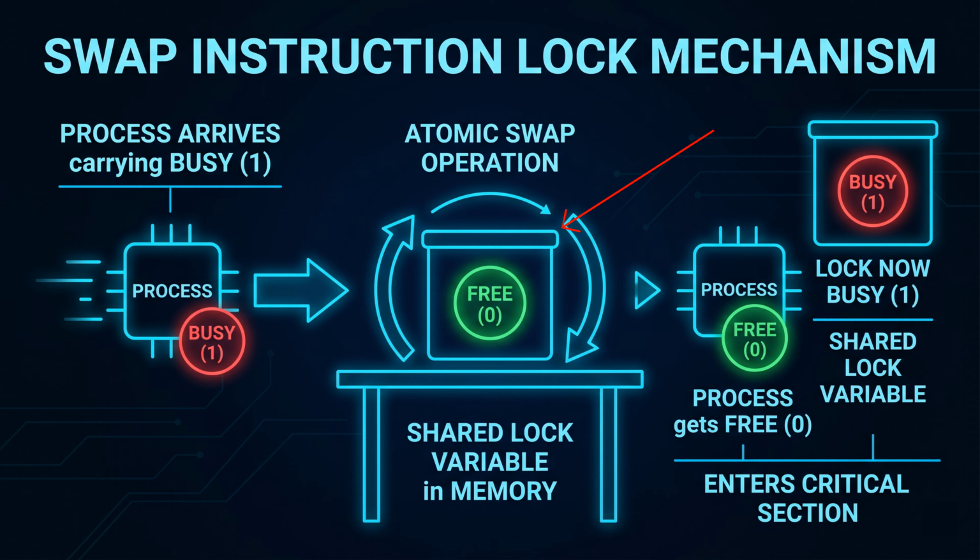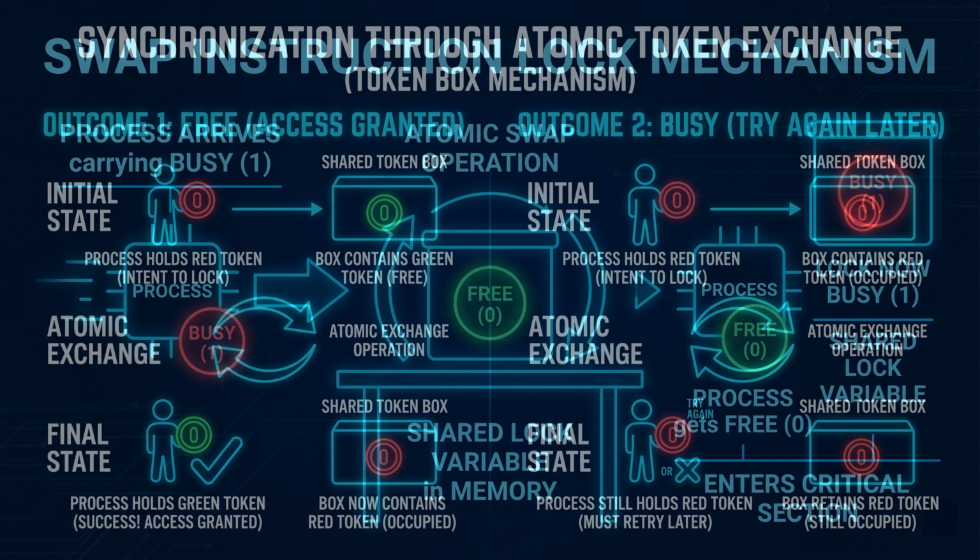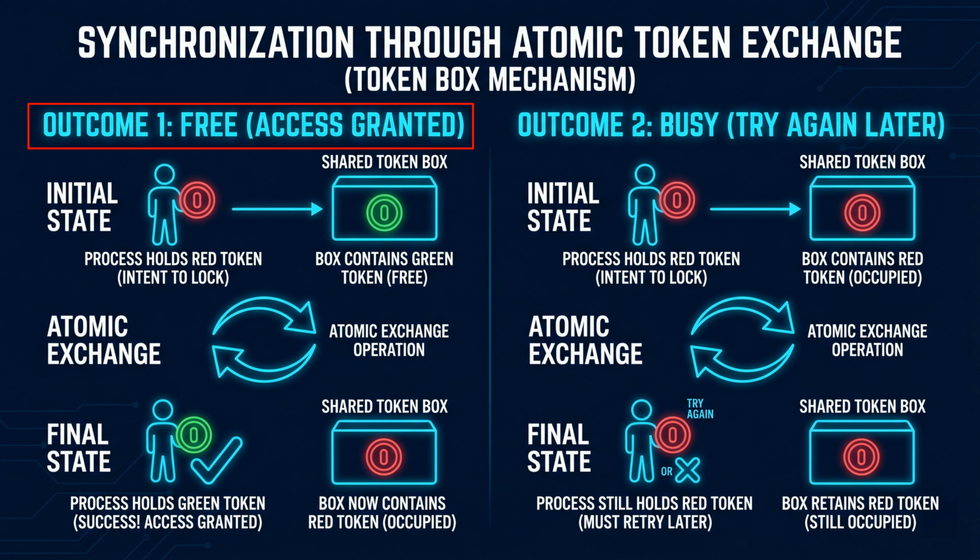Now, every process that wants access arrives carrying its own red token. When it attempts to enter, it performs a swap. In one instant move, it exchanges its token with whatever is inside the box. Now the result tells the whole story. If the process pulls out the green token, it means the box was free. It has successfully claimed access, and the box now contains the red token to signal everyone else that the resource is occupied. If the process pulls out another red token, it means someone already owns the lock, so it cannot enter yet and must try again later.